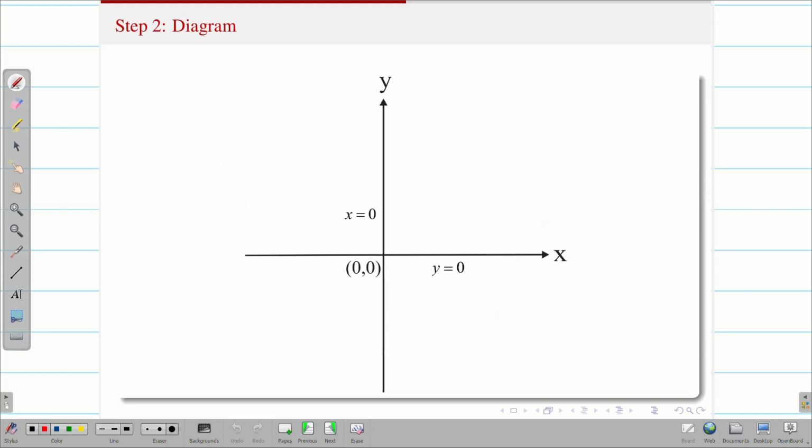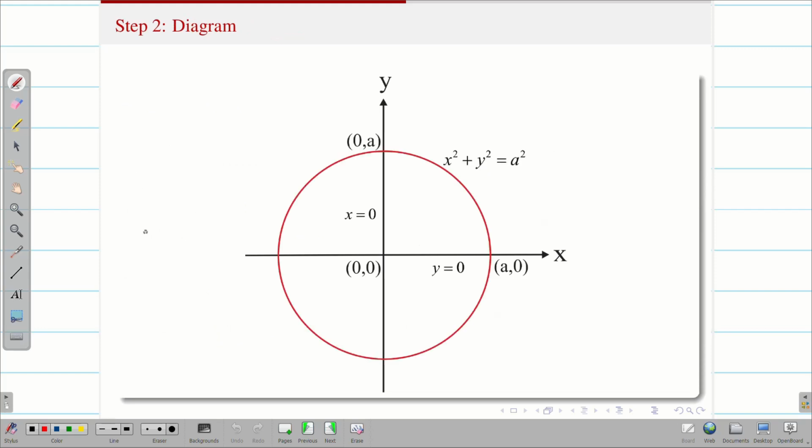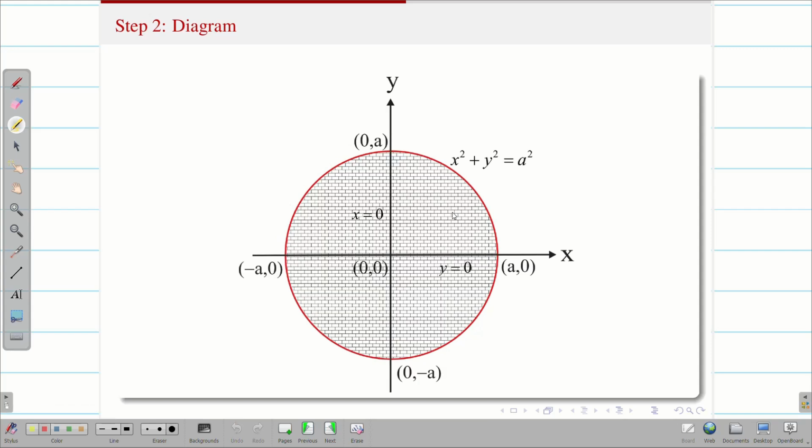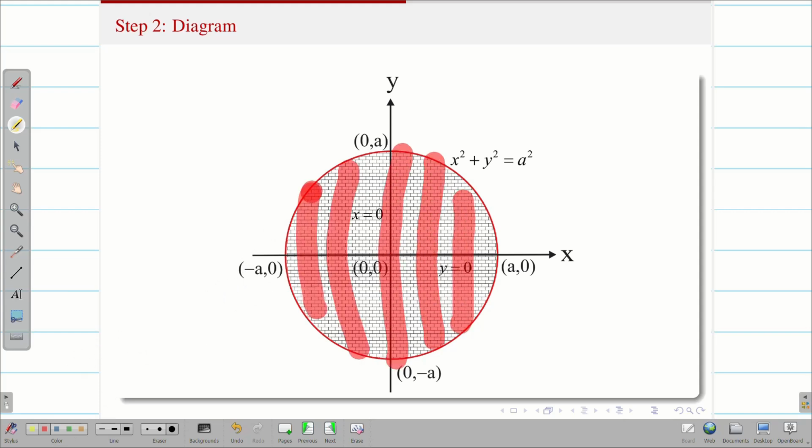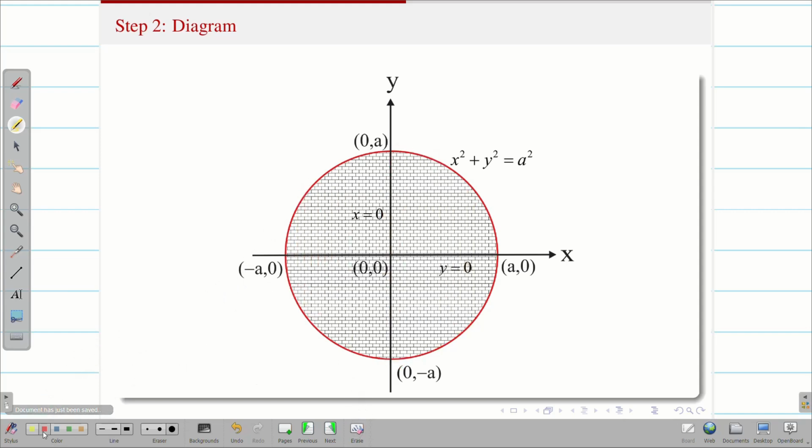Step 2, we have to draw the figure. Now I want to find the area of this circle. It involves all 4 quadrants, so I have to shade everything. But what is the trouble now? If I want to take a vertical strip, it moves from here to here. If I want to take a horizontal strip, similarly it will move from left to right. So what is the issue here?